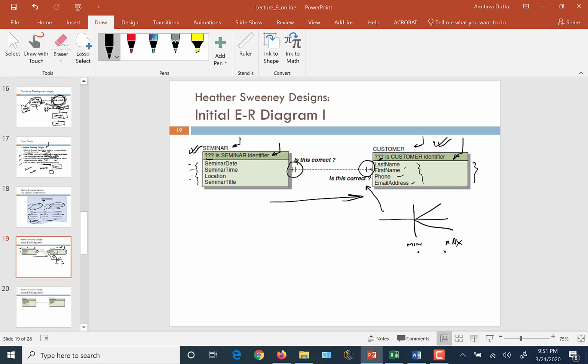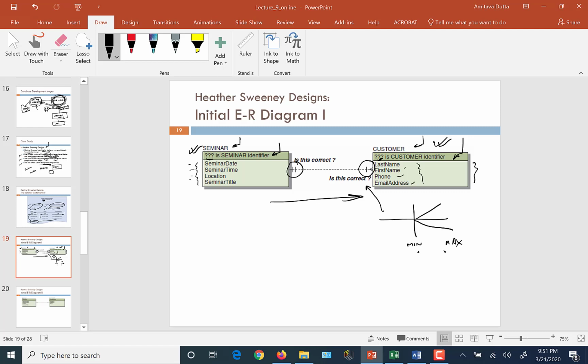In fact, you hope that there are many customers at a seminar. But I'm not entirely sure if this minimum is correct. We are saying that there should be a minimum of one customer at a seminar. Whether that's true or not would depend on how you run your seminar. For example, you might say that if I don't have even one customer, I'll cancel the seminar. That it doesn't make sense for Heather Sweeney to go and hold the seminar. So there should be at least one customer. So if that's the case, then if a seminar is held, there should be at a minimum one customer, and this cardinality would be correct.